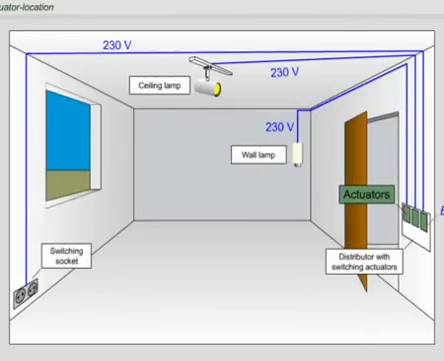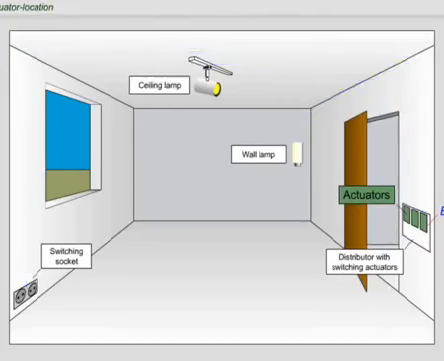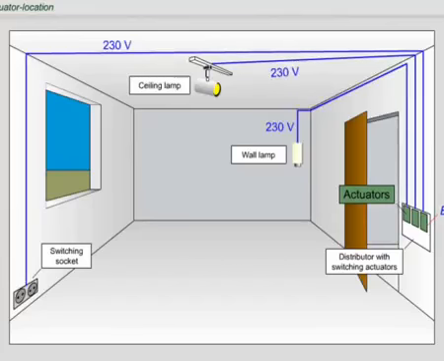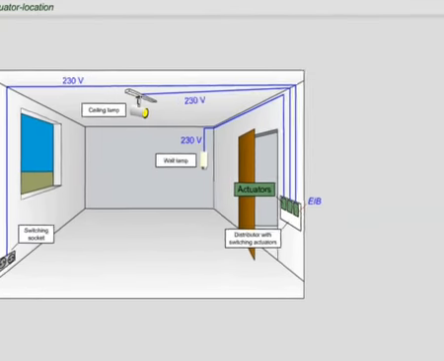Basically, there are two different ways in which the actuators can be installed. First, the actuators are located in a distributor. The wiring to the individual consumers is laid star-shaped. This solution requires a relatively high amount of cabling and bigger distributors. However, there are also some advantages.